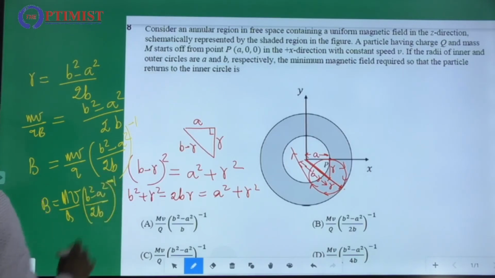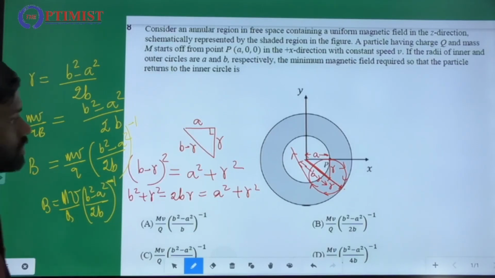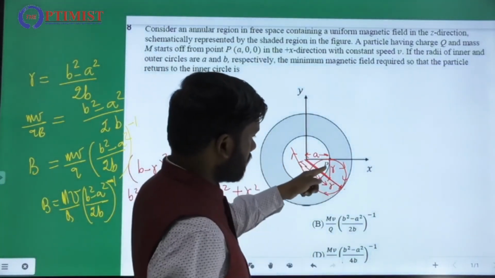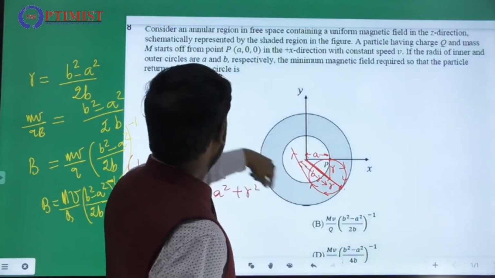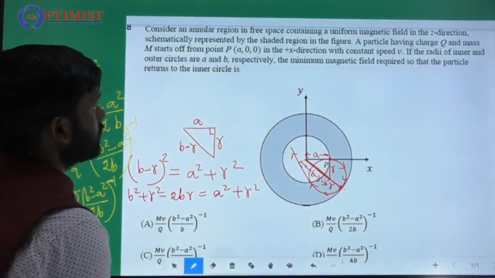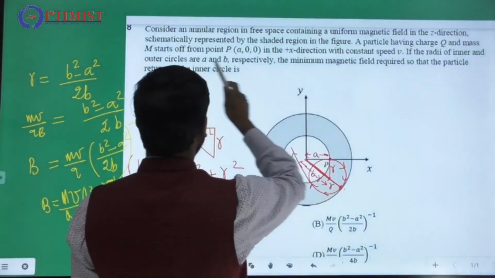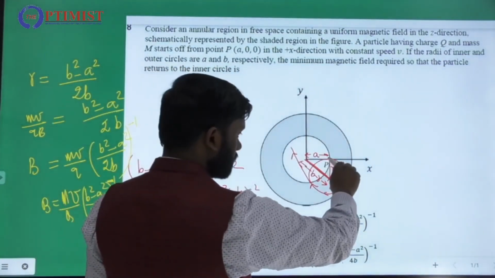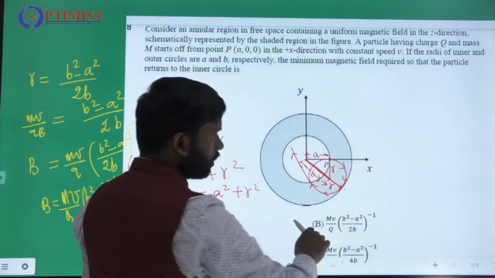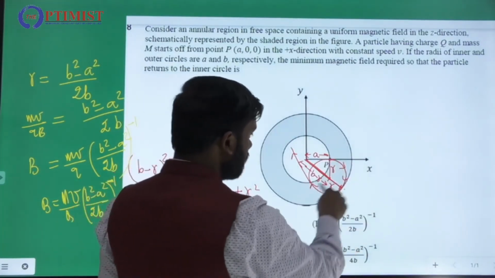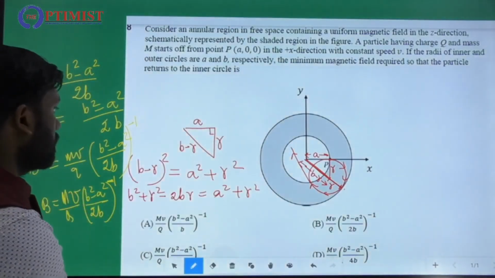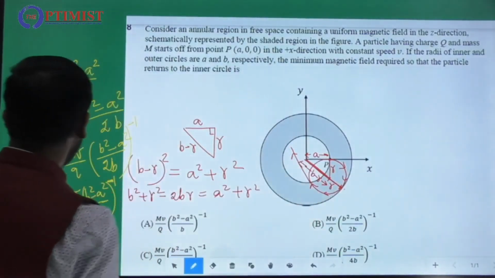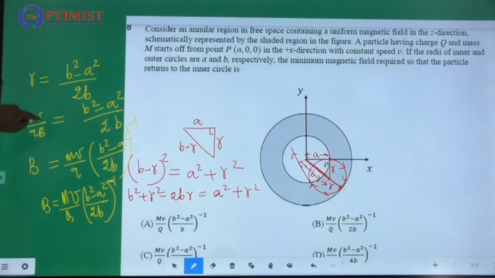So this is the minimum magnetic field, because if we keep B small, radius will be large. So this is the largest possible circle for which particle will return to the inner circle. That's what the question is: the minimum magnetic field required so that particle returns to the inner circle. If particle starts from here, if it moves in larger circle, it will not return, but if it moves in smaller circle, it will return to the inner circle. So this is the largest circle for which particle will return to the inner circle. For the largest radius, magnetic field is the smallest. So this is the smallest magnetic field which can bring back the particle to the inner circle. So this is the answer.